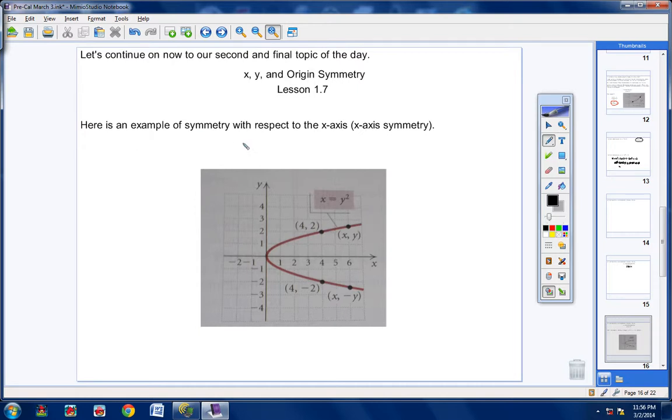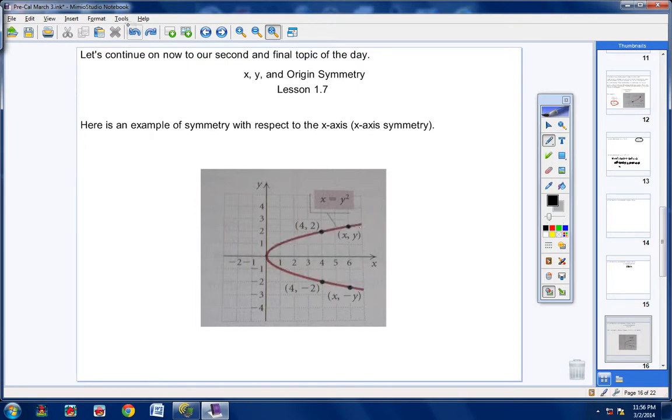This is an example of symmetry with respect to the x-axis. Isn't that easy? Or we also call it x-axis symmetry. Look, if the graph is symmetrically wrapped around the x-axis, then we call that x-axis symmetry. Notice how it's perfectly wrapped around the x-axis. The distance from here to here is the same from here to here. It's identical, okay? And so we call that x-axis symmetry.